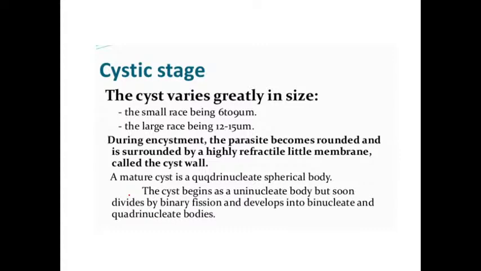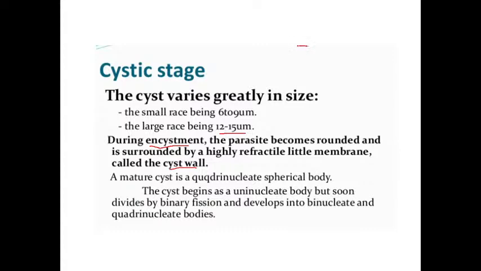Then next is the cystic stage. Trophozoite stage is over, pre-cystic stage is over, and next is the cystic stage. The cystic stage varies greatly in size; here you can see it is 12 to 15 μm. During the cystic stage, a cyst is formed around the body of the organism. Forming a cyst around the parasite's body is called the cystic form. The parasite is surrounded by a highly refractile membrane, the cyst wall.